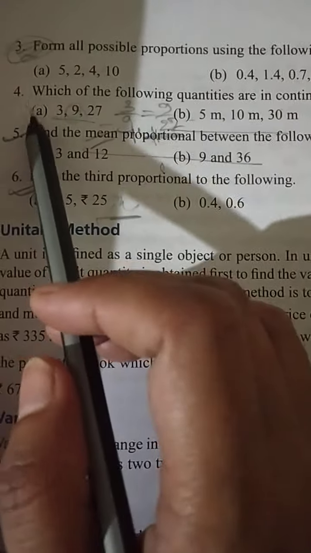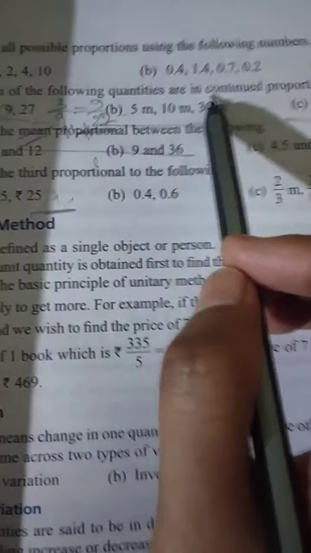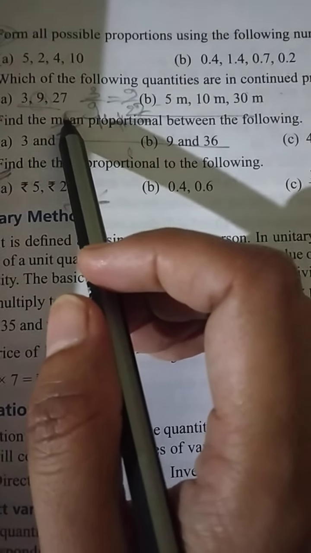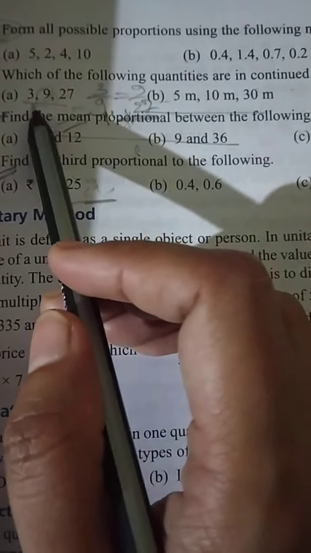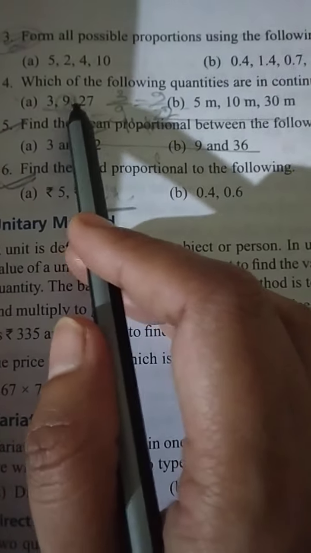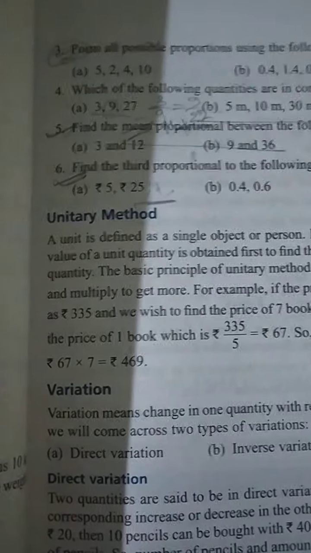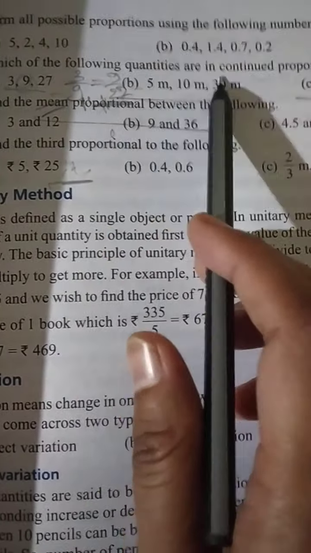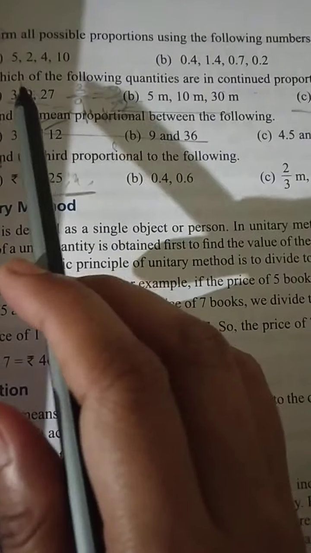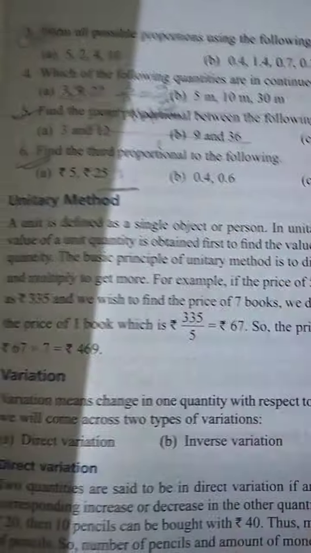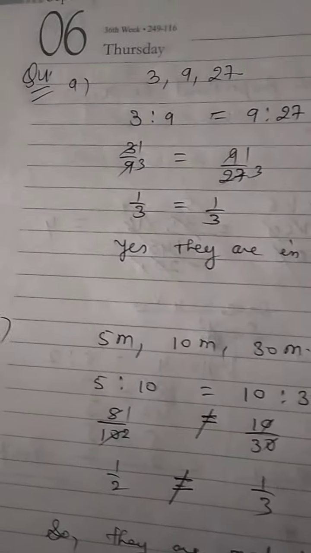Now question number 4. Which of the following quantities are in continued proportion? For continued proportion, what I told you is that the middle term will be twice, meaning it will be common for both. Okay, 3 is to 9 is equal to 9 is to 27. It is very simple. You have to say whether it is in continued proportion or not. So let's see question number 4. We will check it.